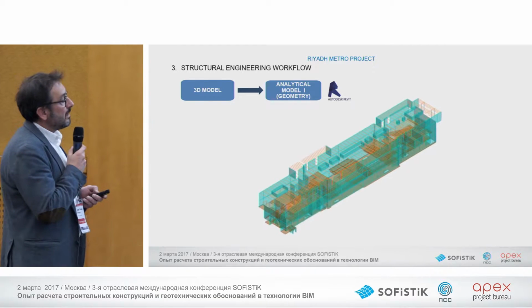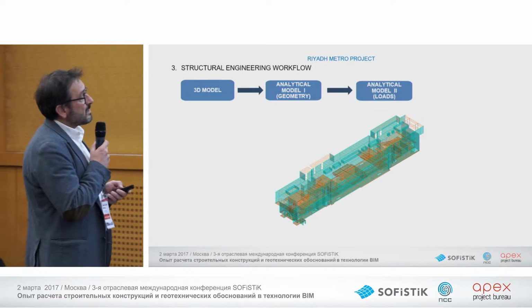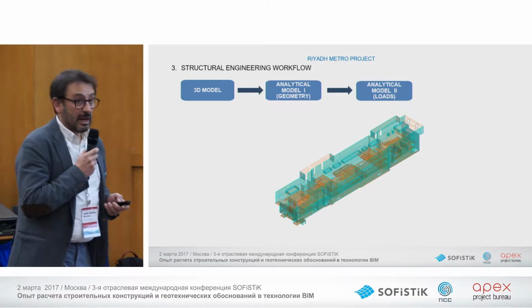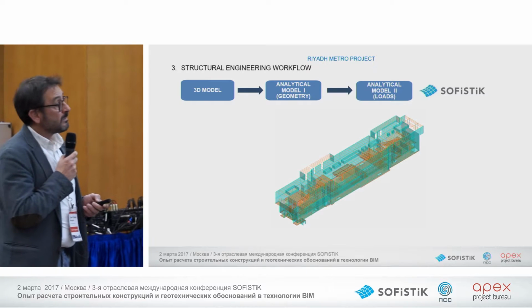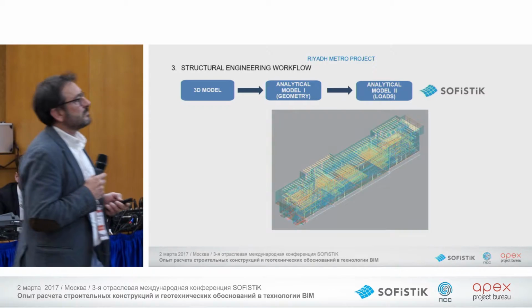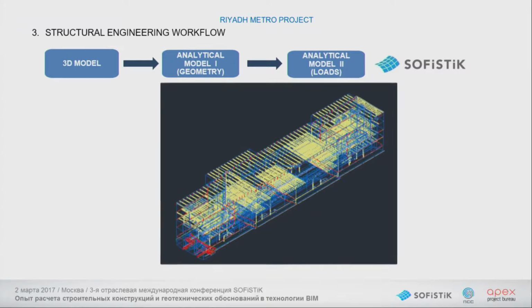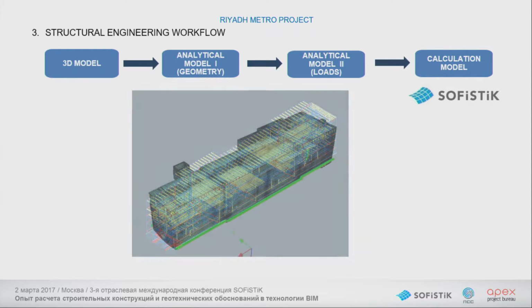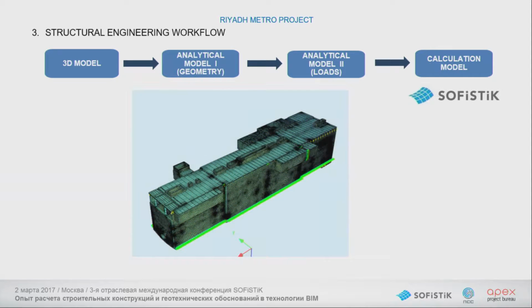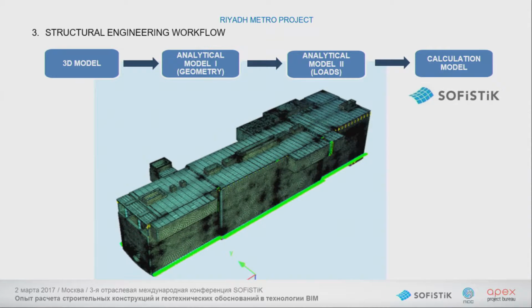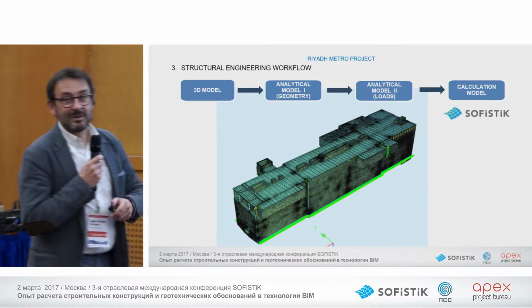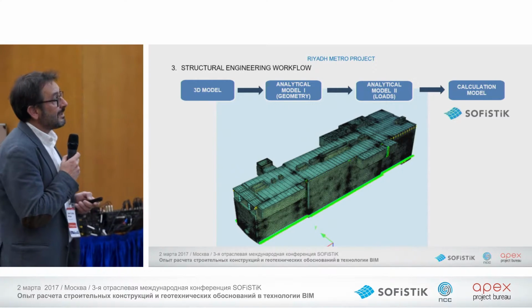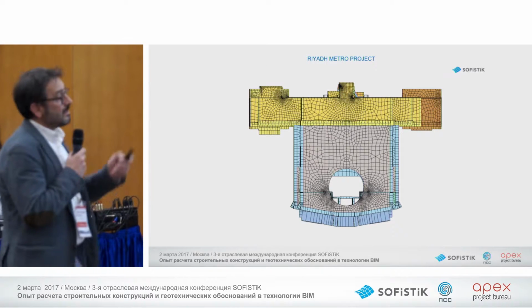And afterwards, the loads come into the analytical model made with SOFiSTiK. These are the loads. And finally, the calculation model for the calculation steps made with SOFiSTiK. This is the typical image of a SOFiSTiK model of a station. This is the kind of skin you see when you put a model in SOFiSTiK. Finally, this is the head wall of the station.